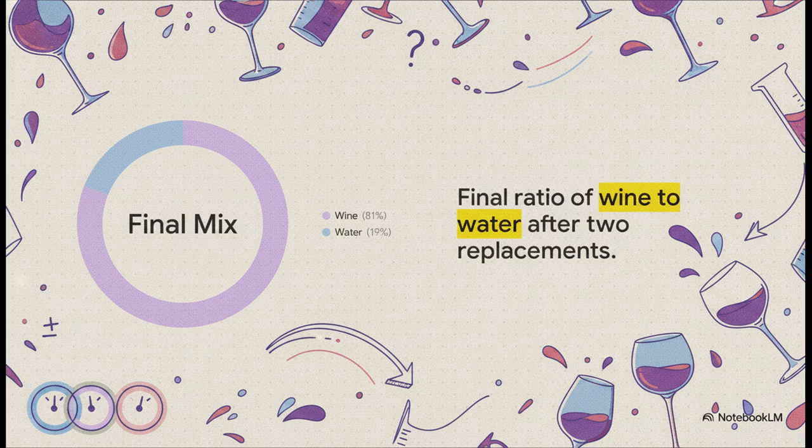Then they do that exact same process a second time, leaving a final ratio of 81% wine to 19% water. Most people will try to figure out the exact new ratio after the first replacement and then agonizingly try to calculate the exact amount of wine in the second 8 liters being removed. It's a huge mess. It's a massive time sink that will completely derail your pacing.